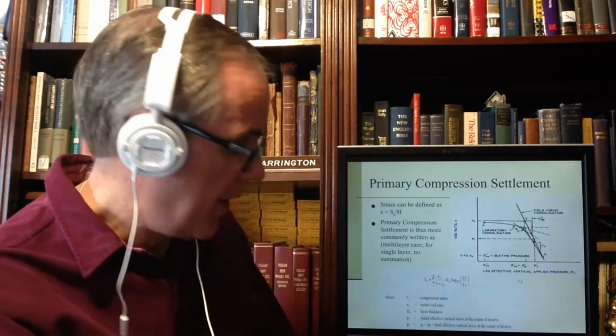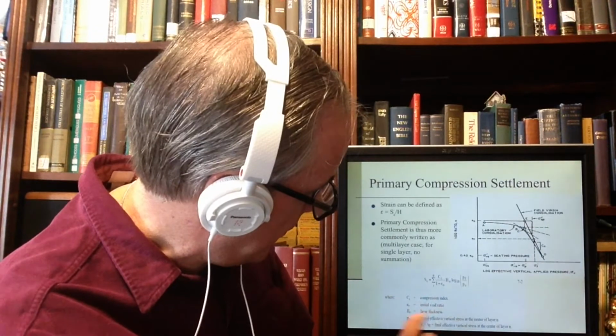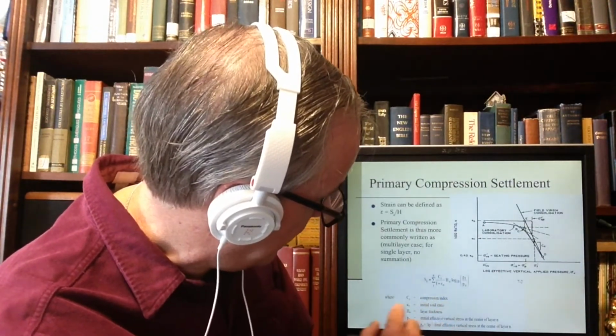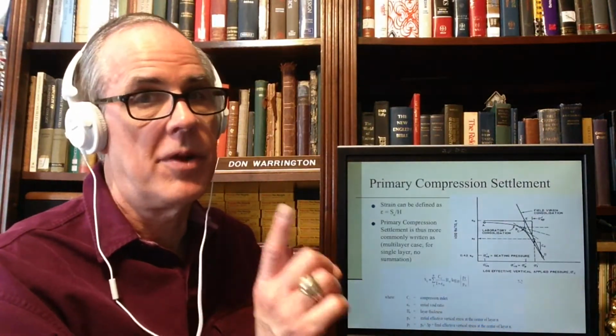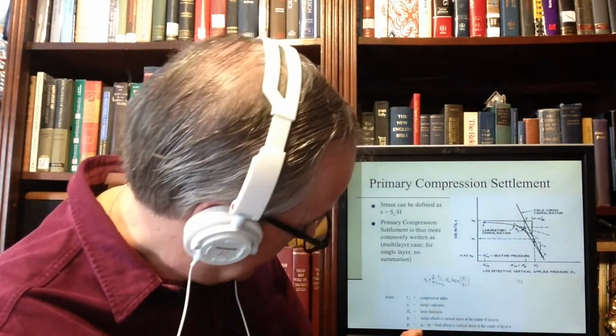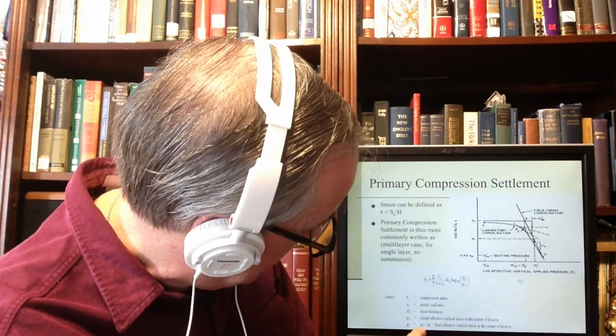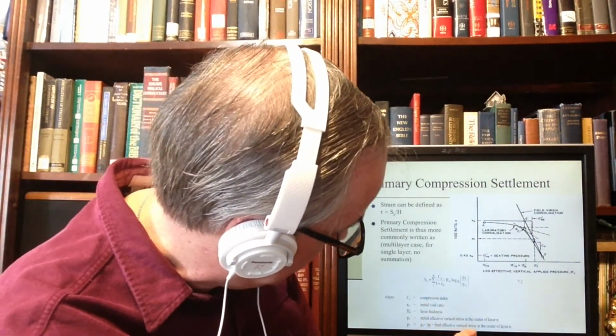Notice that they've defined the variables carefully: the initial void ratio, the layer thickness, the compression index, the initial effective stress at the center of the layer, just like I told you, I wasn't blowing smoke in your face again. And last but not least, the final effective vertical stress at the center of the layer, which is the initial plus whatever we apply to it. And that, in a nutshell, is the settlement equation we use.